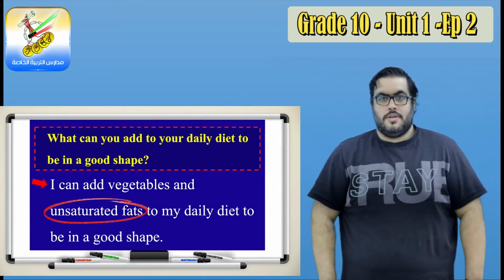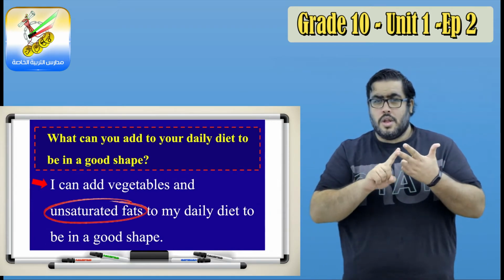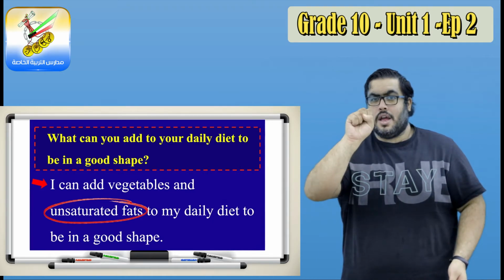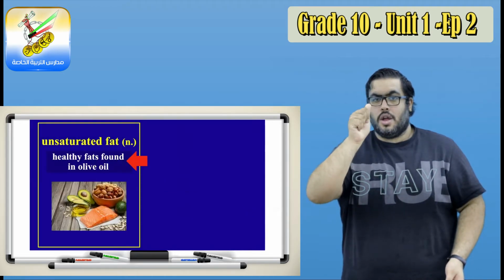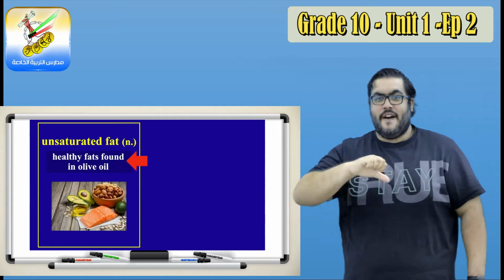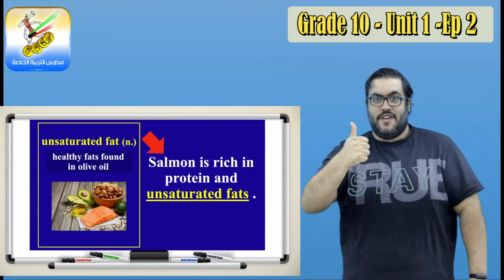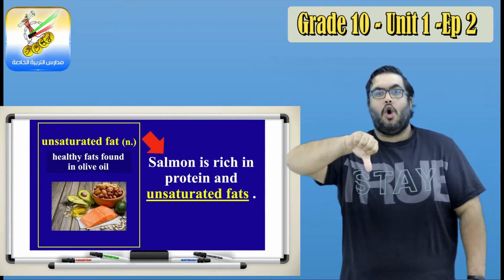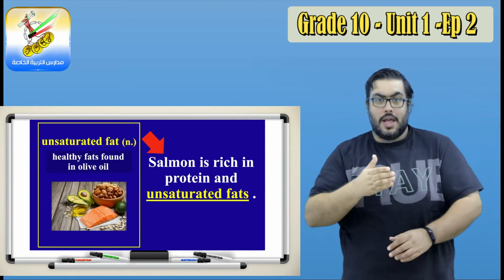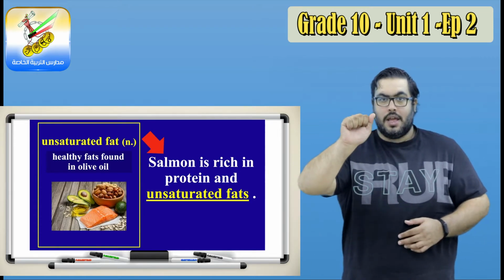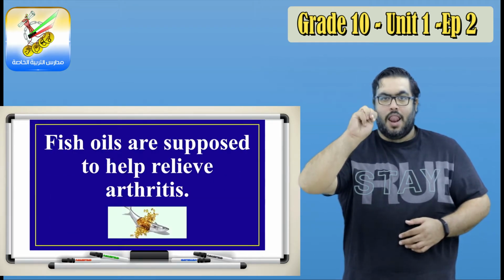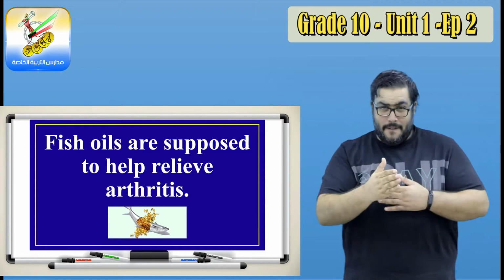This is our third vocabulary item, unsaturated fats. It's a noun and it means healthy fats found in olive oil. For example, salmon is rich in protein and unsaturated fats. Fish oils are supposed to help relieve arthritis.